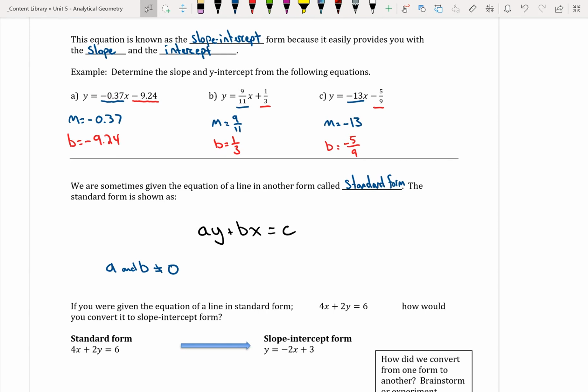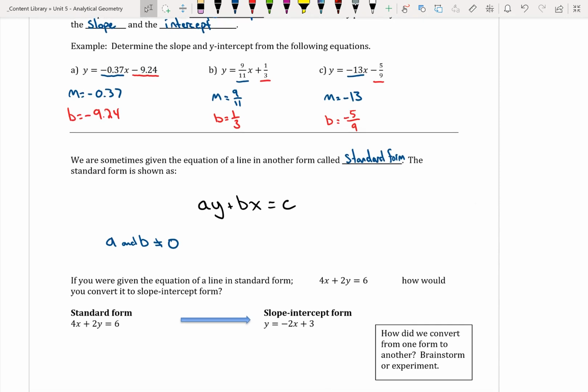The reason we want to do that is because slope-intercept form gives us two important pieces of information that help us understand what the line looks like. If we're given the equation of a line, 4x plus 2y equals 6, and we're asked to change it into slope-intercept form, how would we do that? Here I've already done it for you. Standard form is 4x plus 2y equals 6, and it's converted into slope-intercept form of y equals negative 2x plus 3. So how did we go from one form to another?